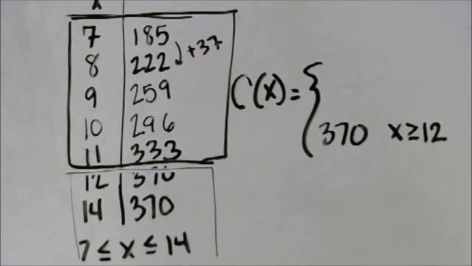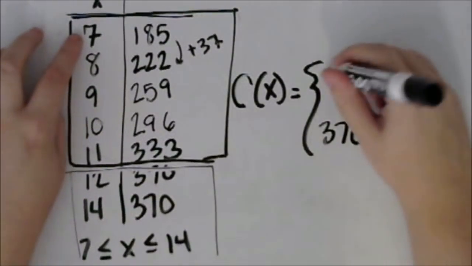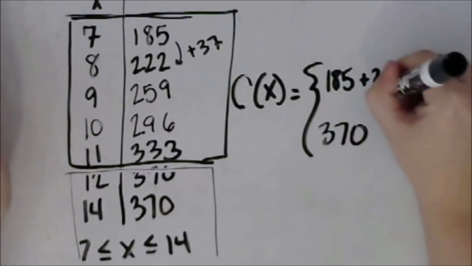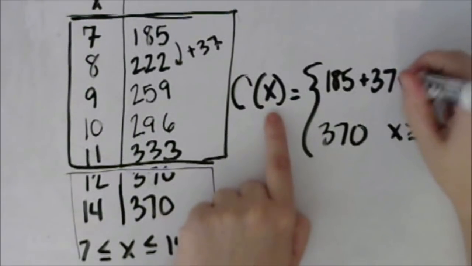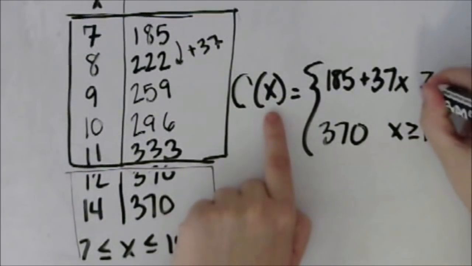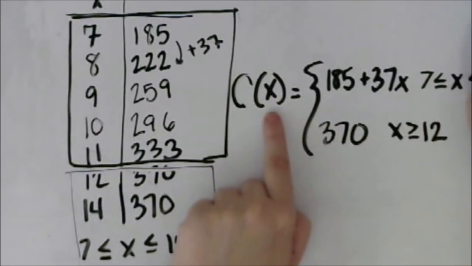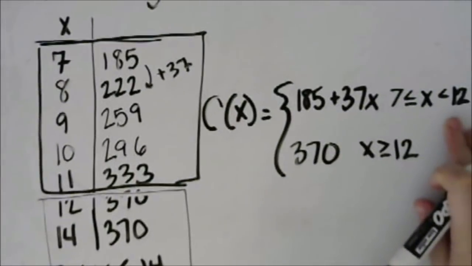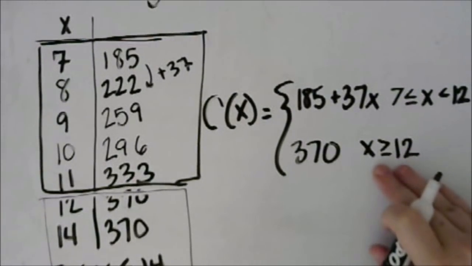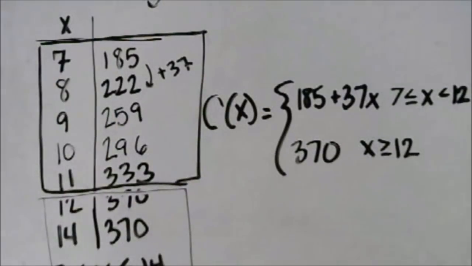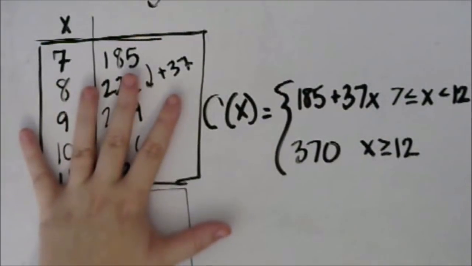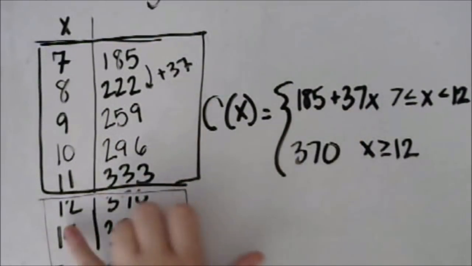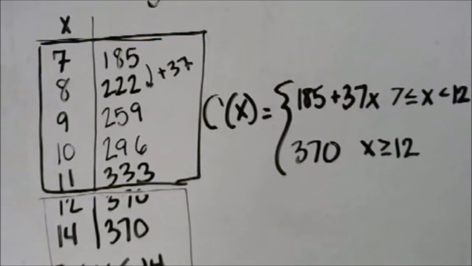Over here, I'm going to write 185 as my starting cost, and then I'm literally going to write $37. To indicate per day, I'm going to put x. And this is when the domain is between 7 and 12 days. But this time, I did not include 12 because 12 is included over here. So this is the piecewise function that defines this relationship. And you can test it out by plugging in different values like 9 or 11 or 13 and making sure that it matches your function.